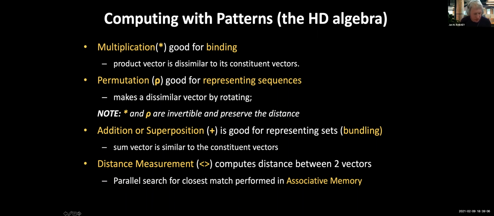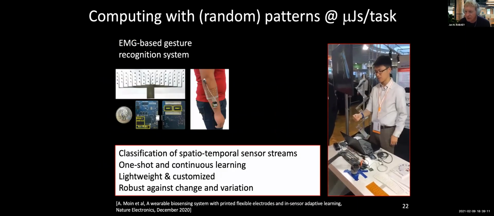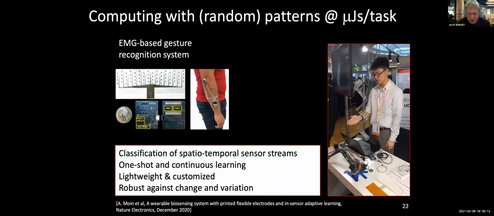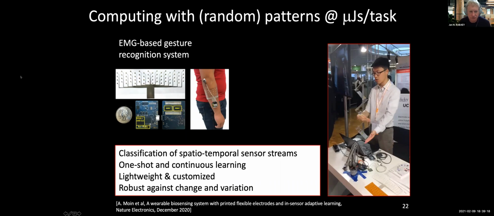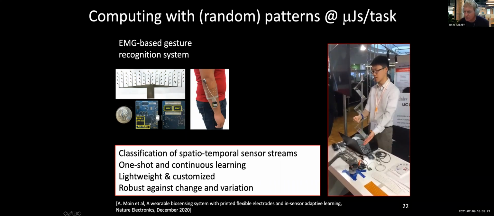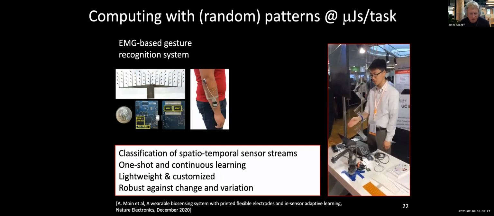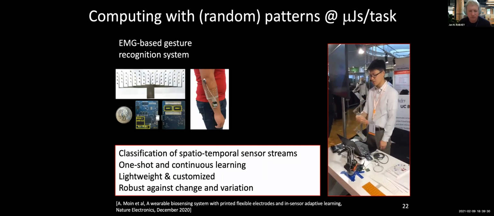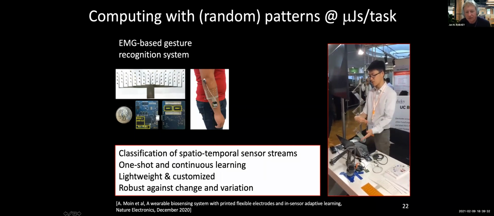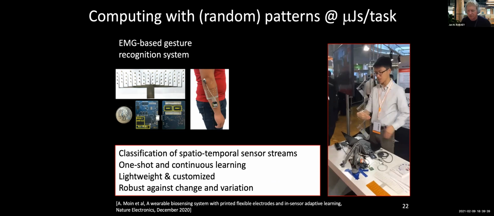So let's see how you can use this to do some computation. Here's an example of a system we built. It combines many aspects of the human interface. It's a gesture recognition system based on EMG. We have an electrode, which is flexible printed electronics. This was just published in Nature Electronics about a month and a half, two months ago. So you have the flexible electrodes on the arm, measuring the EMG signals of your various muscles with a spatial type of pattern.